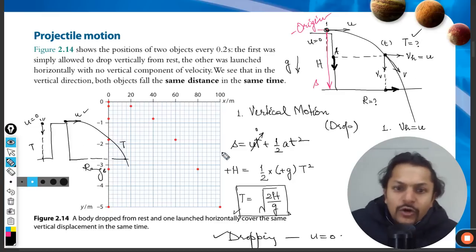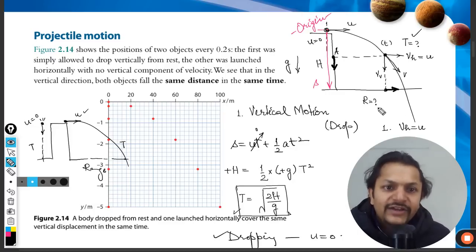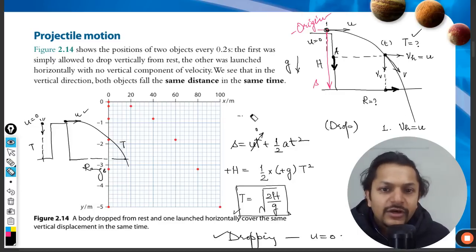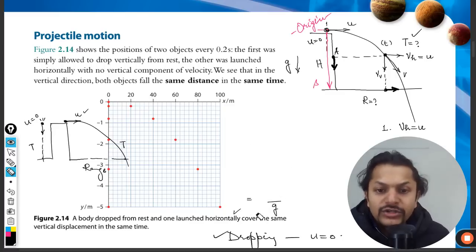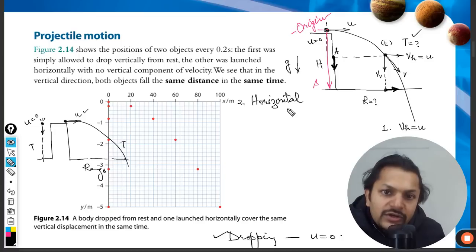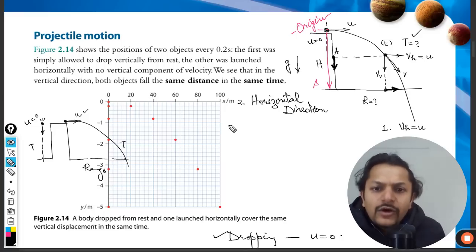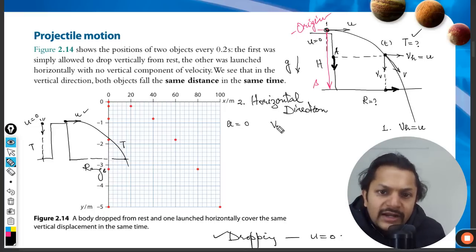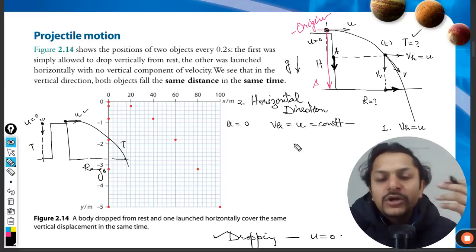Now what about the range? Range is the horizontal direction, and we would be concentrating on the horizontal direction now. You can just pause the video, you can go back if you want to see things. I'm just erasing it to my convenience. The point number 2 is that now we are concentrating only and only on the horizontal direction motion. In the horizontal direction, we know that the acceleration is 0 and the horizontal velocity is always constant, which is equal to u.